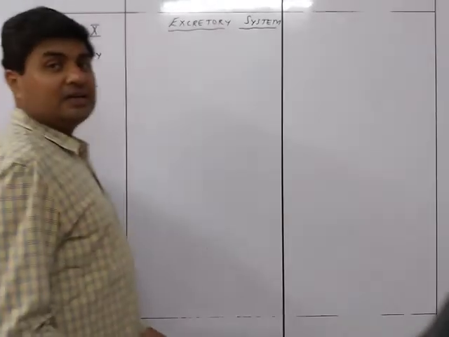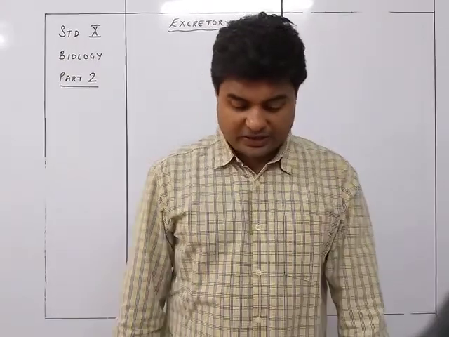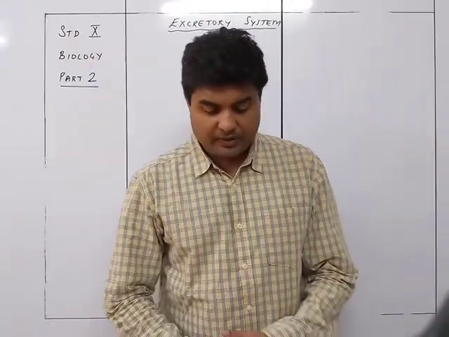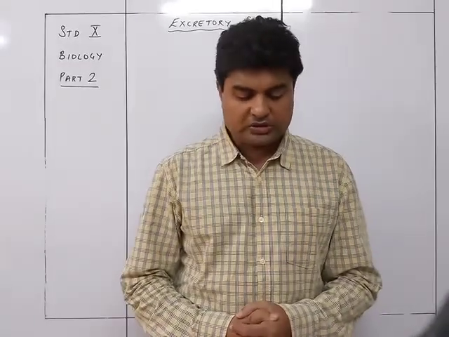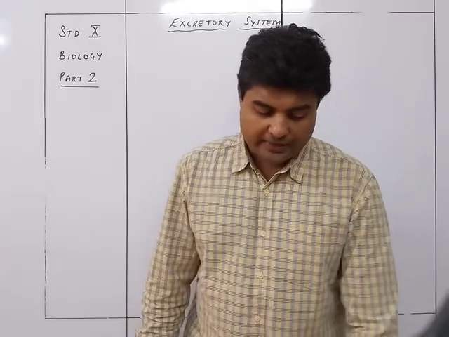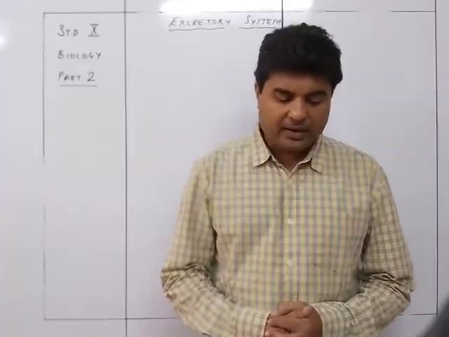So we now see the internal structure of the kidney. A longitudinal section of kidney in the figure 9.2 shows two main regions: an outer dark cortex and an inner lighter medulla.